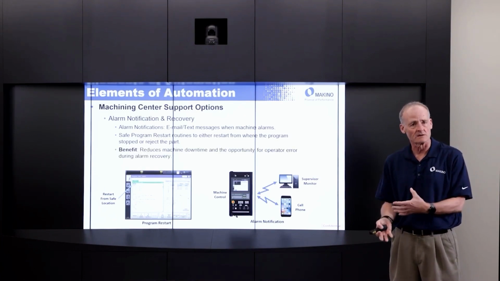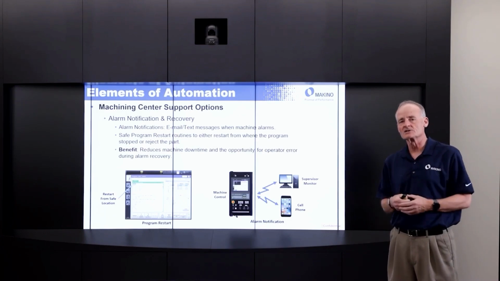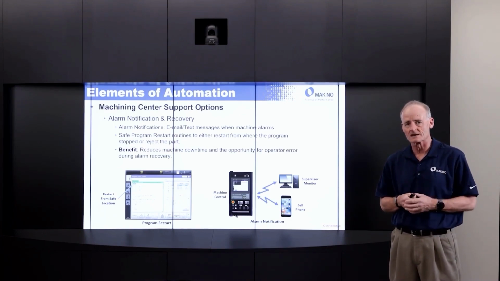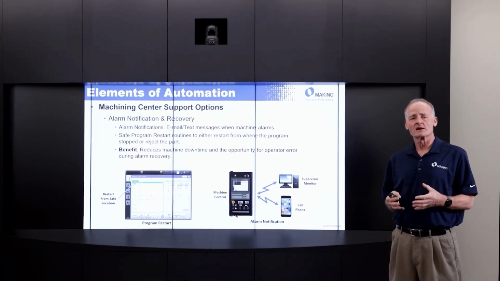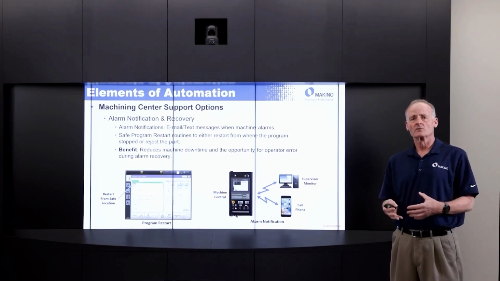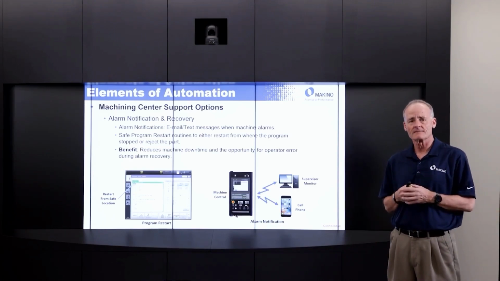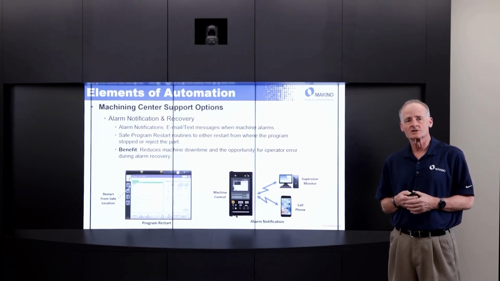So the benefit here would be the reduction of machine downtime because you're getting the information to the people who can help correct it and get the machine and the system back up and running as quickly as possible. And you're reducing the opportunity for errors during the recovery, potentially operator error or something that may go astray during the recovery of that alarm and that machining center.